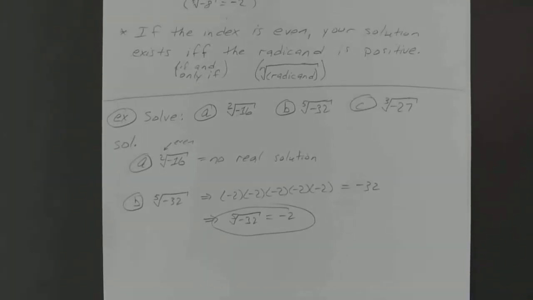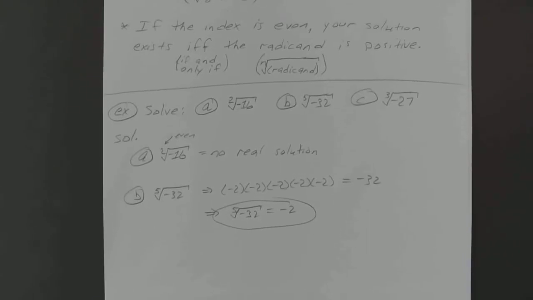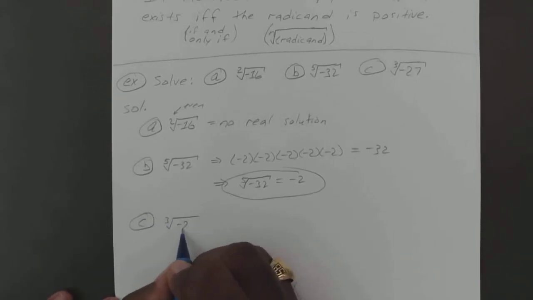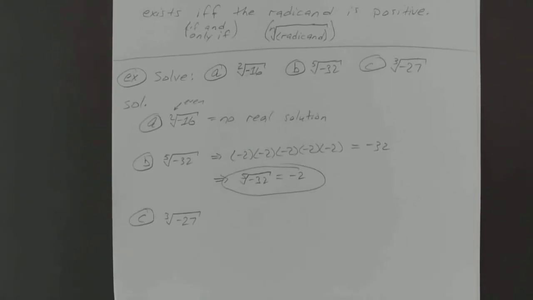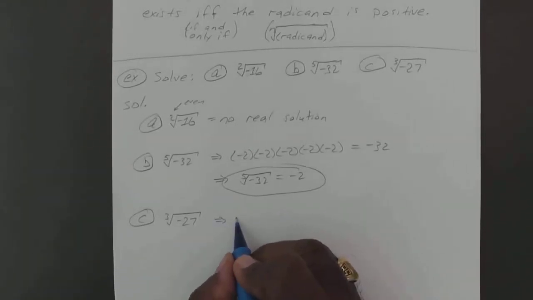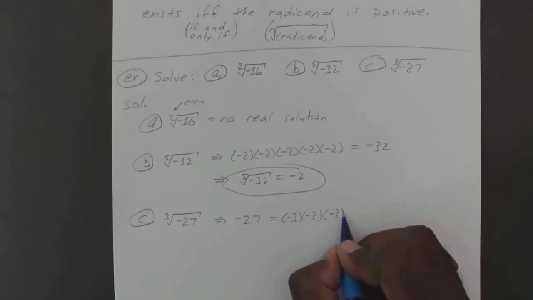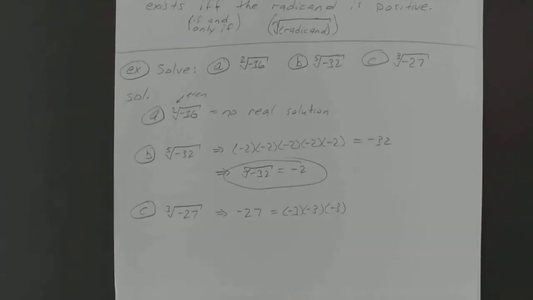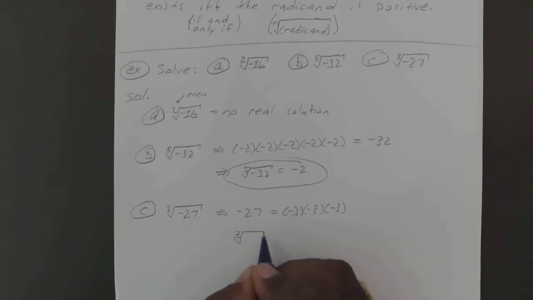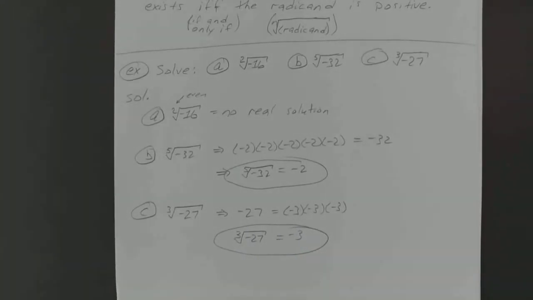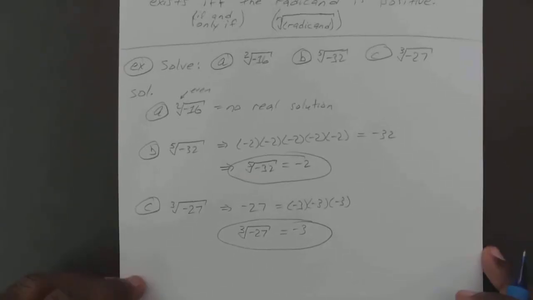Okay. Does that make sense? All right. So we do the same thing for the cube root of -27. We know that negative 27 equals negative 3 times negative 3 times negative 3. So that means the cube root of negative 27 is negative 3. All right, any questions on that one?